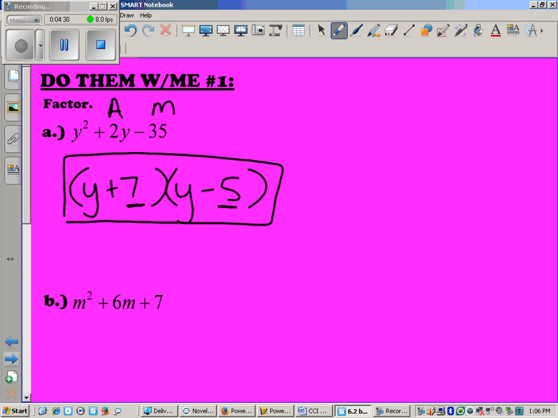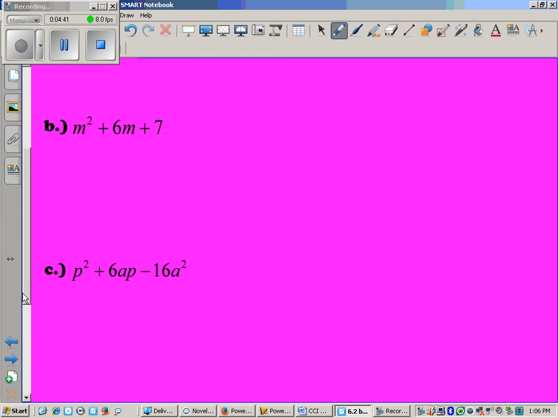This would be the factored version of your problem. You could always double check by FOILing it back out. When you FOIL it back out, you should get the problem that you started with. Okay? Let's look at B.